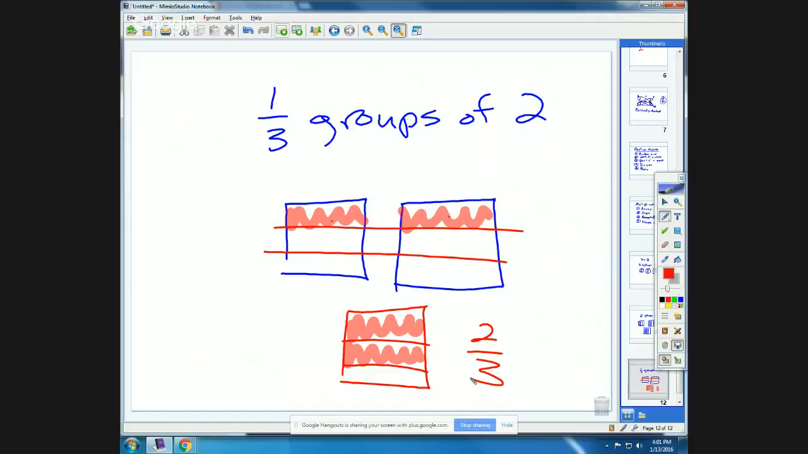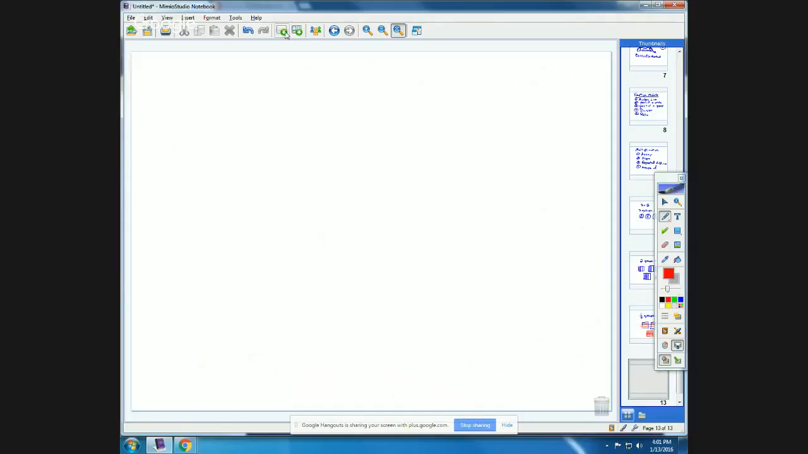All right, let's try this again. What if I tried to show 1/3 groups of 1/2? Can we pull that off? So I want to show 1/3 of something. What am I trying to show a third of? So first I should draw a half, right? It's kind of backwards in the way I read it. I need 1/3 of something. What is it? It's a half.